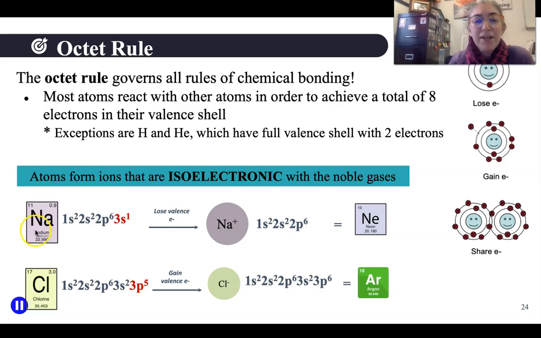All right, so just to show you here, sodium, for example, when it loses its 1 valence electron, that 3s electron, it now has the electron configuration of neon. And when chlorine gains an electron, it now has the same electron configuration as argon. So they're trying to be like the noble gases, is what I like to say. But the chemistry term is that they become isoelectronic with noble gases. They're trying to have the same electron configuration.